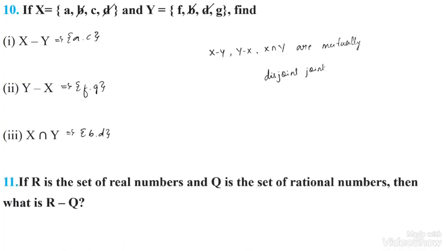Next, question number 11. If R is the set of real numbers and Q is the set of rational numbers, then what is R minus Q? Here in the number system, first there is the real number system. After that, one is the rational numbers and another one is the irrational numbers. Real minus rational number should be an irrational number. Okay, it is the irrational numbers.